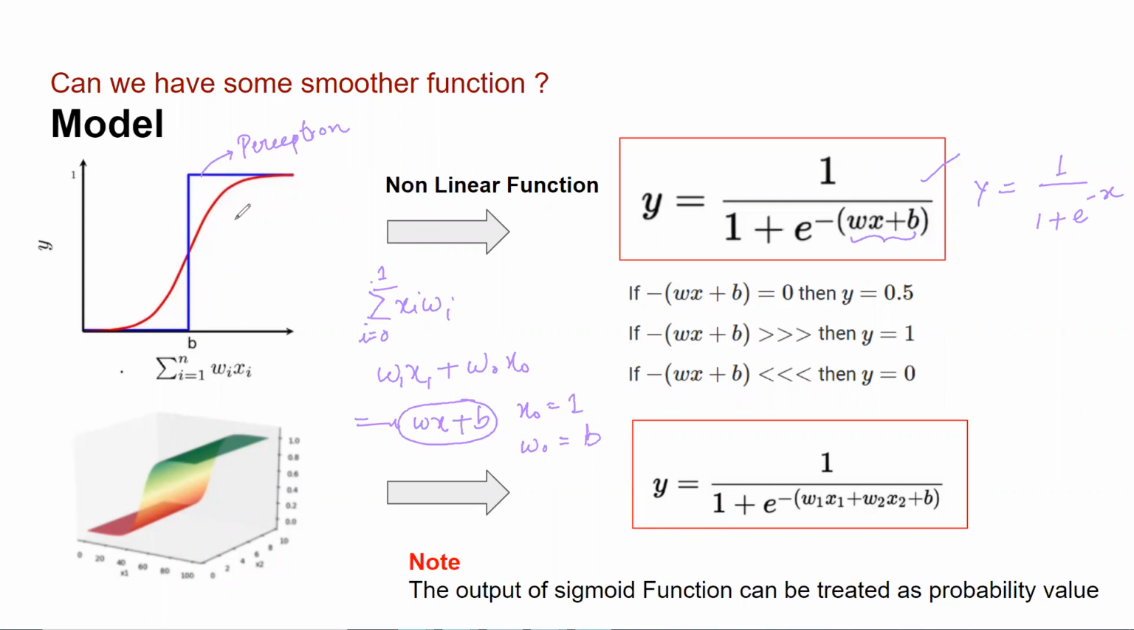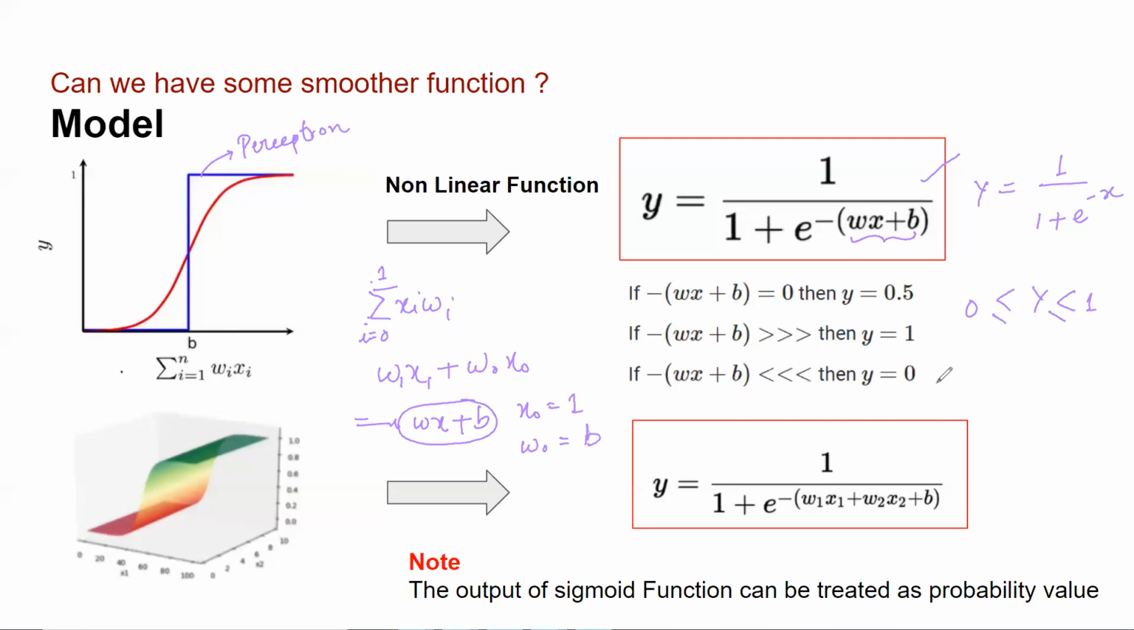Everybody clear? Okay. Now, what is happening when we are putting the perceptron equation into this expression? It is squeezing the value between 0 and 1. You will see that this y will always be between 0 and 1. Now, since this expression is squeezing the value between 0 and 1, we can infer this value as a probability score or probability value.